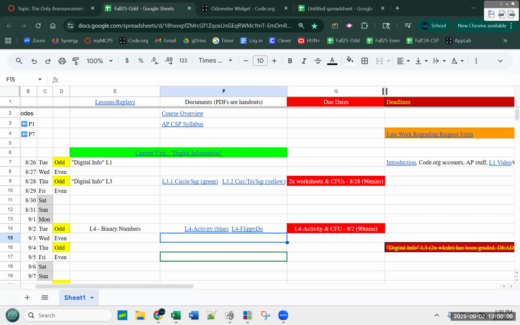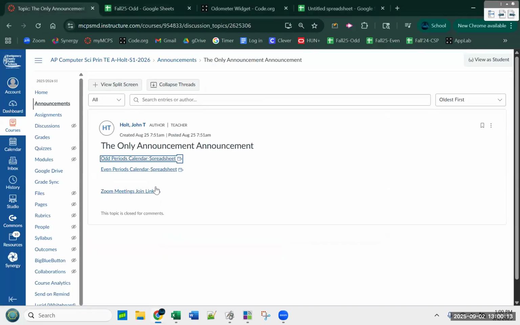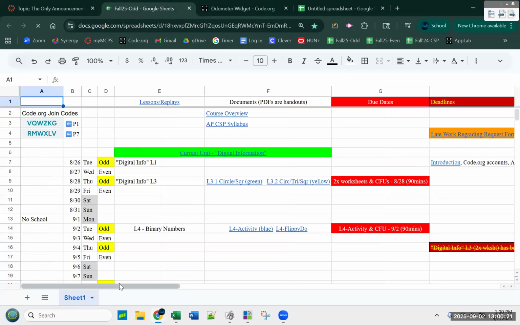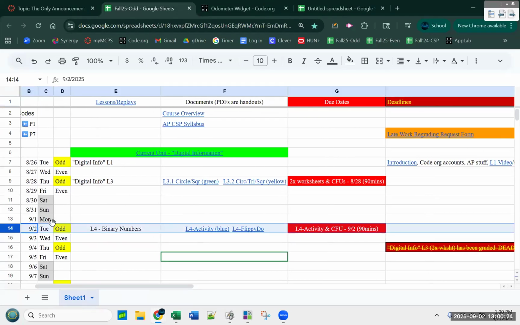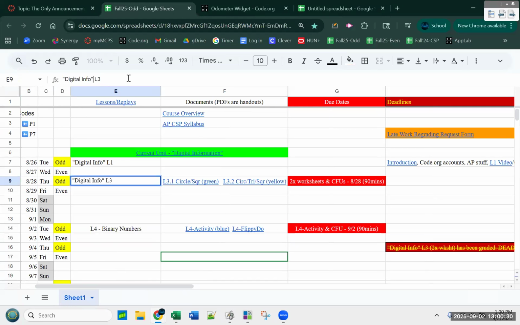Okay, so as always, we are going to start with the calendar spreadsheet, which of course you can get to from the class's announcements, the only announcement, and this is 7th period. So we'll open up the odd sheet. Okay, and today being Tuesday the 2nd, which is an odd day, we're going to do lesson 4 from the current unit, which is called Digital Info, which I should have there.